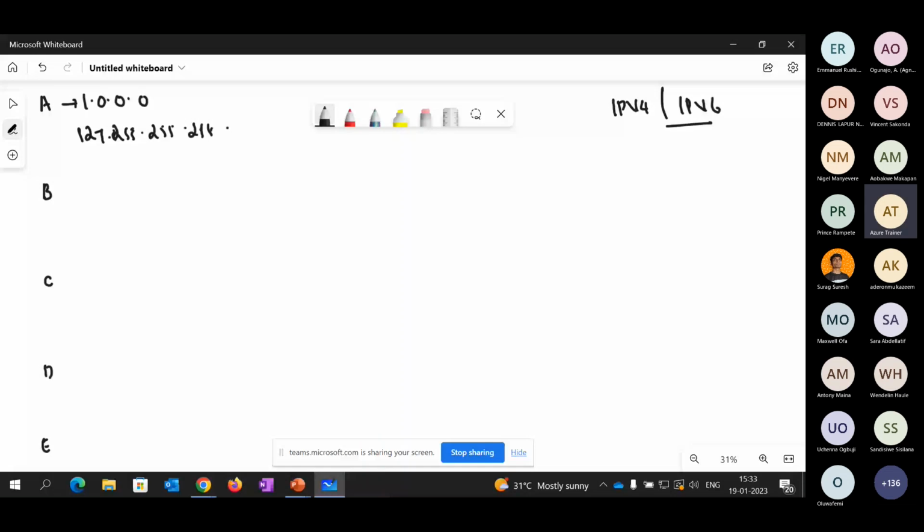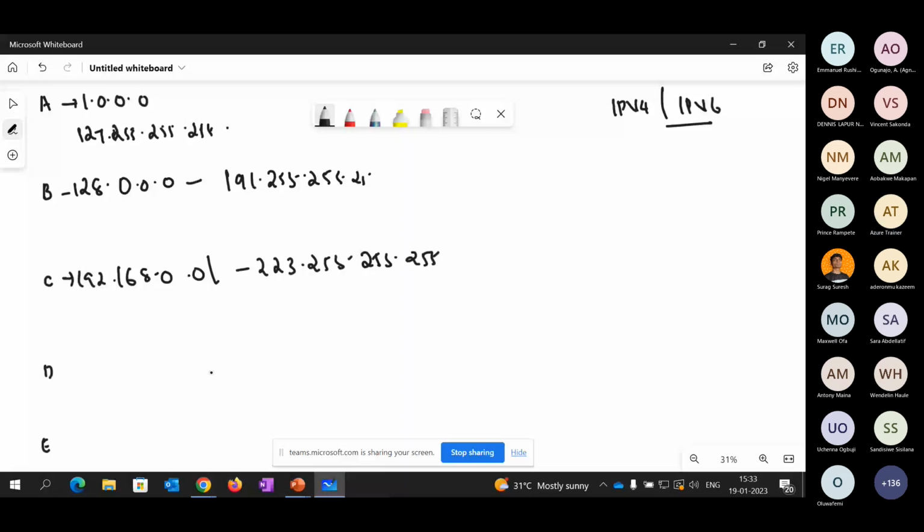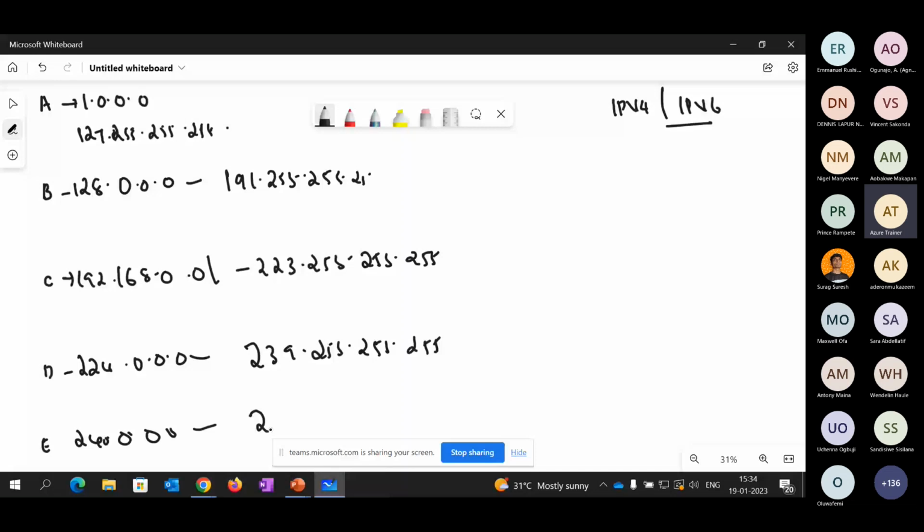Take class B, it starts from 128.0.0.0 to 191.255.255.255. Class C goes from 192.0.0.0 to 223.255.255.255. Class D goes from 224.0.0.0 to 239.255.255.255, and class E is 240.0.0.0 to 254.255.255.255.